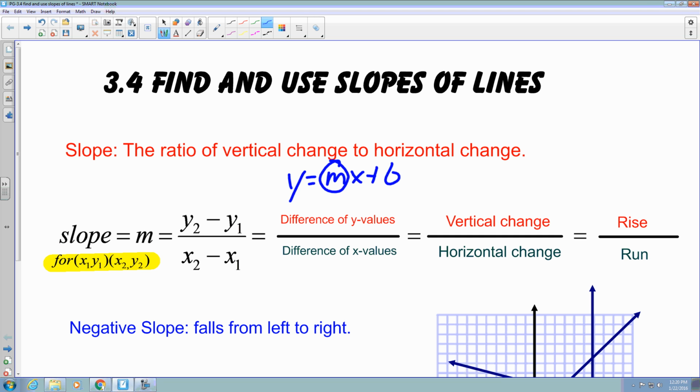If you look on the bottom right here, we have a formula in order to find slope. To find slope, or to find m, we take y sub 2 minus y sub 1 divided by x sub 2 minus x sub 1. So basically, once we find 2 points that are on the line, we can figure out what the slope will actually be. Basically, the numerator is the difference of the y values, the denominator is the difference of the x values. If you keep going further, this is going to be vertical change over horizontal change, or more commonly known as rise over run.